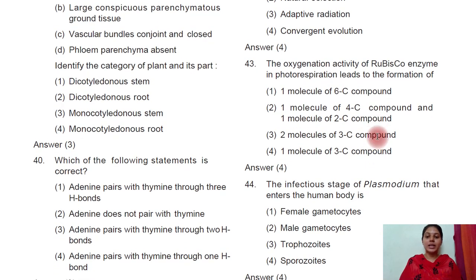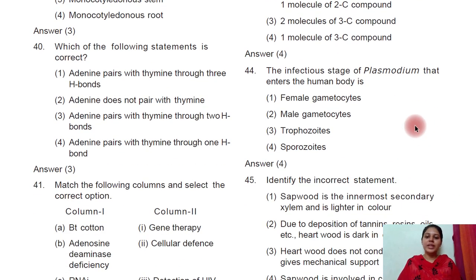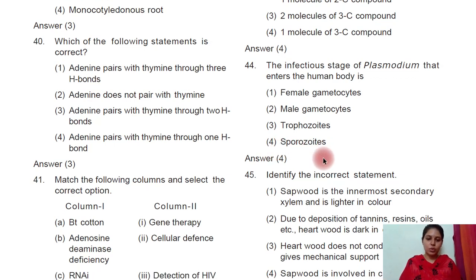So next, it is a direct question. The oxygenation activity of Rubisco enzyme in photorespiration leads to the formation of one molecule of 3 carbon compound. Such a direct question. Next, the infectious stage of Plasmodium. We all know Plasmodium is a protozoan, right? We all call it a sporozoan. So the sporozoan infectious stage is obviously sporozoites.